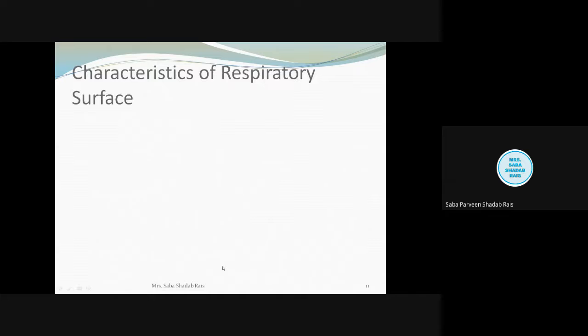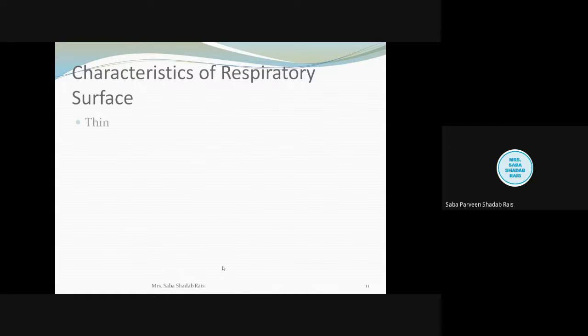Let us discuss the respiratory surface. As I told you, this respiratory surface varies from organism to organism. It could be the skin, it could be the buccopharyngeal lining, it could be the gills, it could be the lungs. Lungs are also of various forms. You have never imagined how many types of lungs there are, that we are going to learn in this unit. Now see what characteristics a respiratory surface must have for efficient respiration.